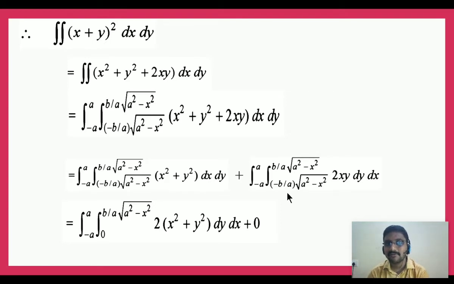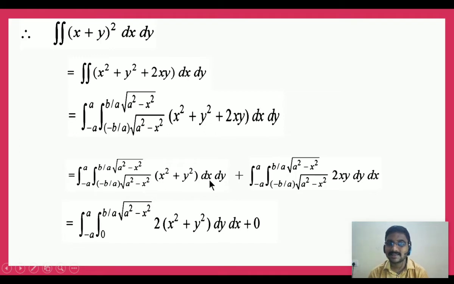What is meant by an even function? A function f of x is even if f of minus x is f of x. An odd function means f of minus x is equal to minus f of x; then f is called odd. So here the second integrand is odd, but the first integrand is even.